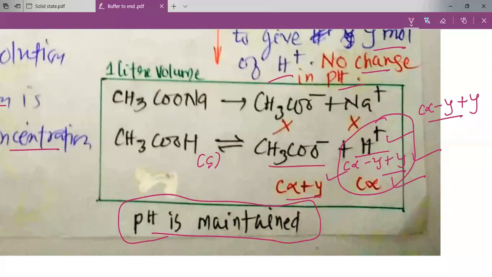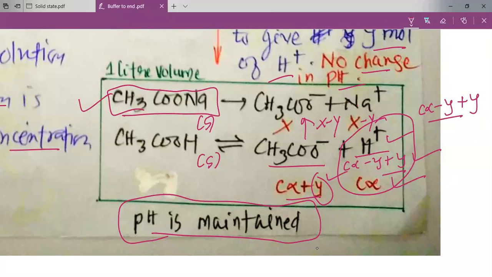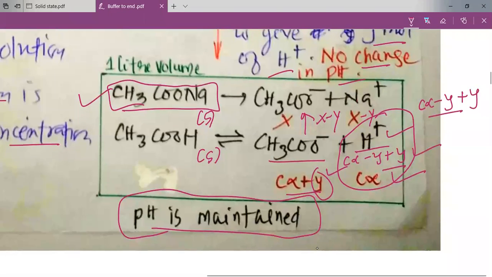Now further, this extra Y mole of CH3COO minus causes the common ion effect with the CH3COO minus of the salt. Thus the concentration of CH3COO minus, which is X, is decreased to Y. They react again with Y mole of Na plus ions, and they give CH3COONa in the solid form, and thus the solubility of this salt decreases. And this is how we can say that the common ion effect decreases the solubility of the salt.